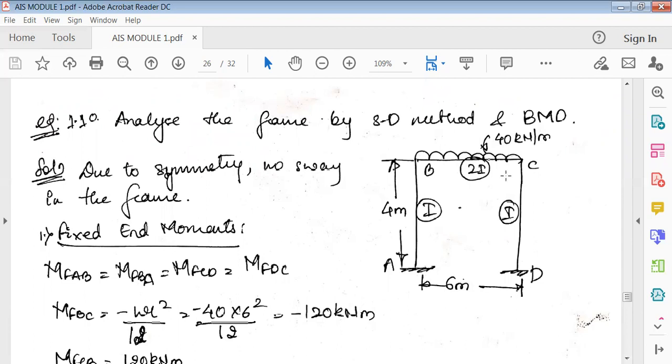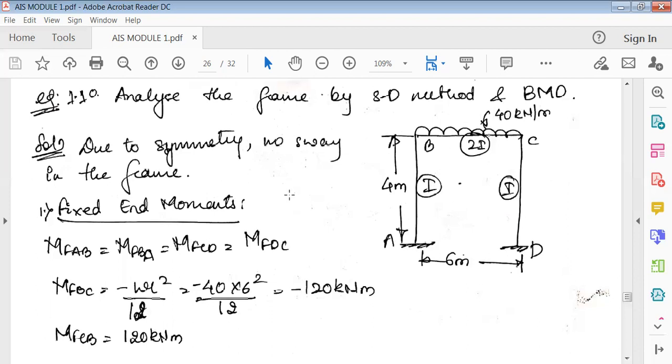Just seeing the problem, cut the section like this, exactly at the center. The left side and right side both look similar. Both are the same when you cut the section. There is a UDL here also, and a UDL here also. So now it is a non-sway frame, because for a sway frame you have a different procedure. It is a simple frame where no movement is happening, so it is symmetrical. If it's symmetrical, it's a non-sway frame.